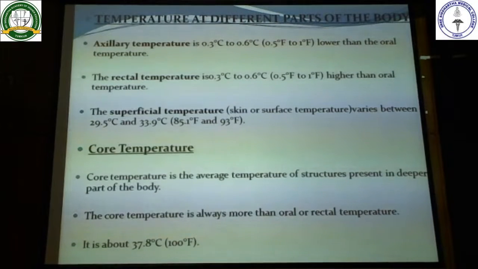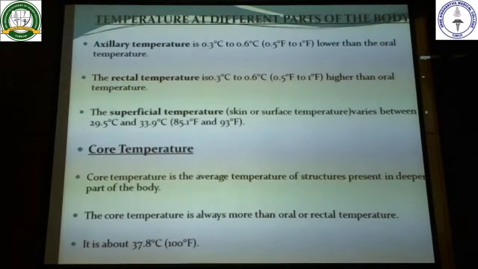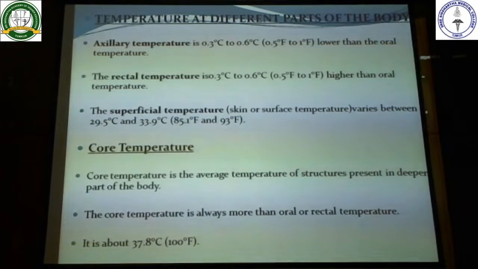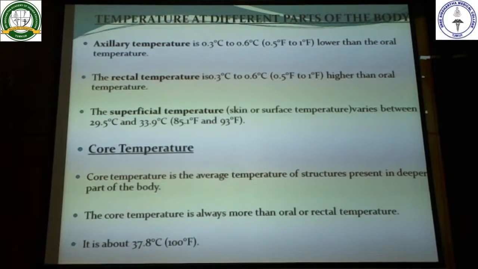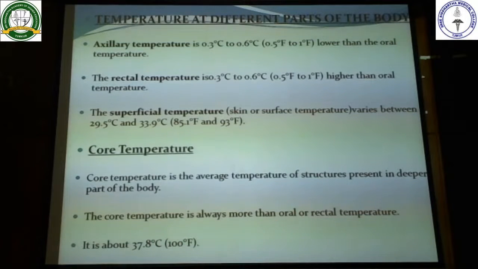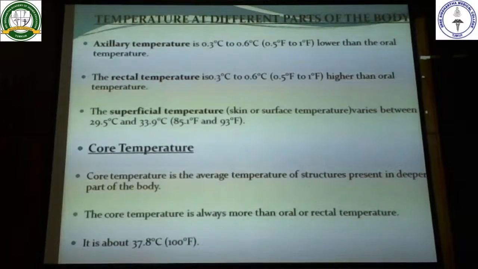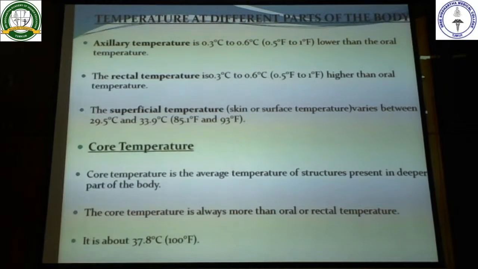Next, coming to the superficial temperature, that is skin temperature. So here it varies between 85.1 degree Fahrenheit to 93 degree Fahrenheit, right? So this is the range for the superficial temperature, and I was telling you about the core body temperature, right? So what is this core body temperature? So core body temperature, it is the average temperature of the structures present in the deeper part of the body.